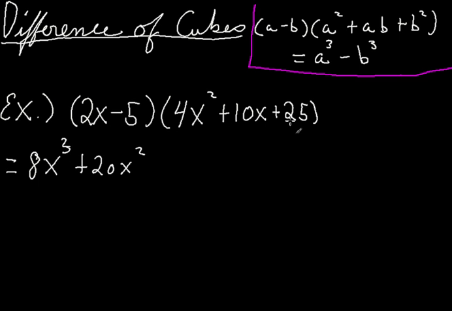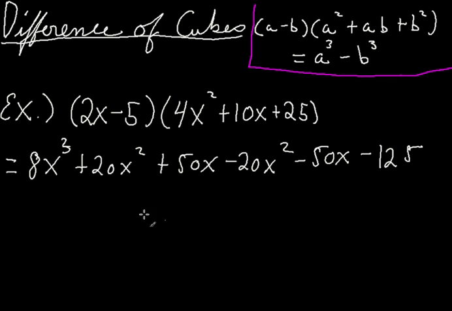2x times 25, well, that's going to be 50x, okay? Negative 5 times 4 is going to be negative 20x squared. Negative 5 times 10 is negative 50. Then we have the x. And negative 5 times 25, that's going to be negative 125.